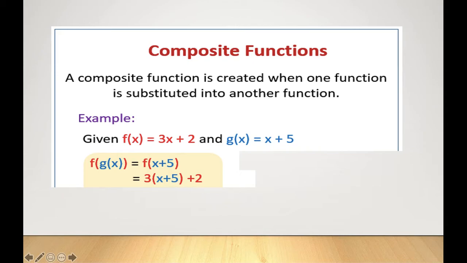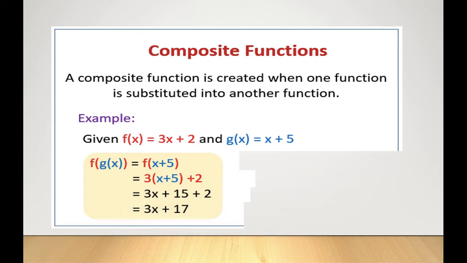Now you will simplify it. First simplify what is in the bracket. Remove the bracket: 3 multiplied by x plus 3 multiplied by 5, to get 3x plus 15. Now group the like terms and add: 3x plus 17. So this is f of g of x. That's how you get f of g of x.